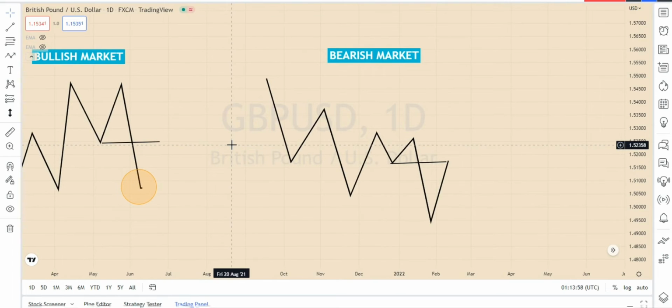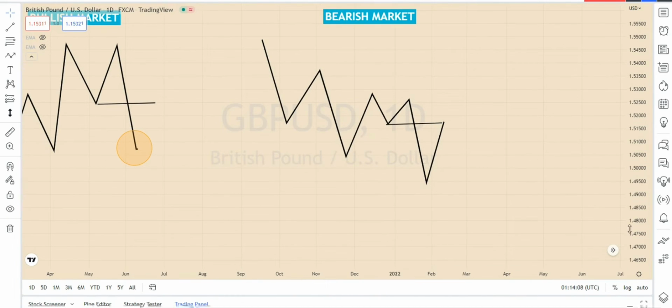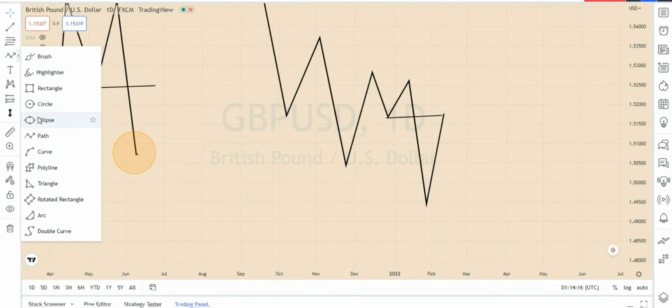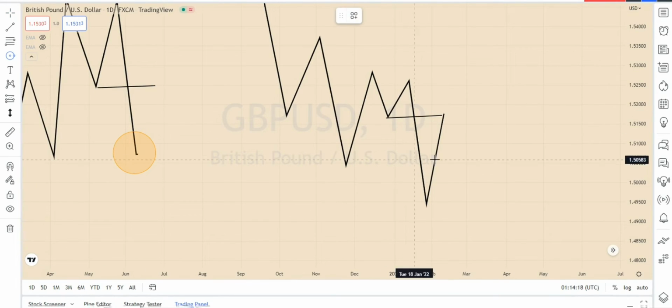So now let's go to the bearish condition. And in a bearish market, the market is doing what? Making what? Lower lows and lower highs. And at a point, you will see the M structure coming into play. And when the M structure develops and the overall market trend is bearish, your point of interest is the neckline.